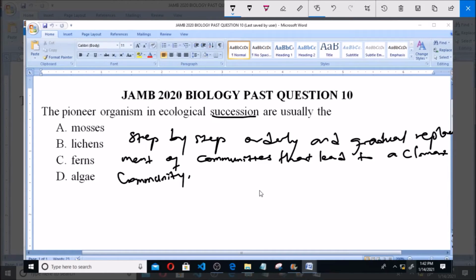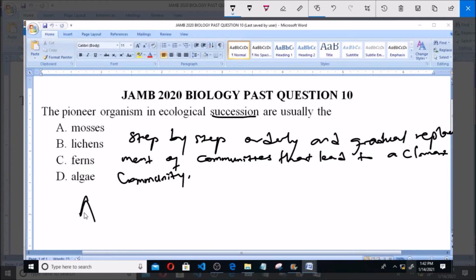It simply means that new habitats are constantly formed from existing habitats. For instance, new habitats like soil environments are formed from existing habitats like rocks, and that is why the weathering of rock brings about soil formation. But the question is asking us for the pioneer organisms in ecological succession.